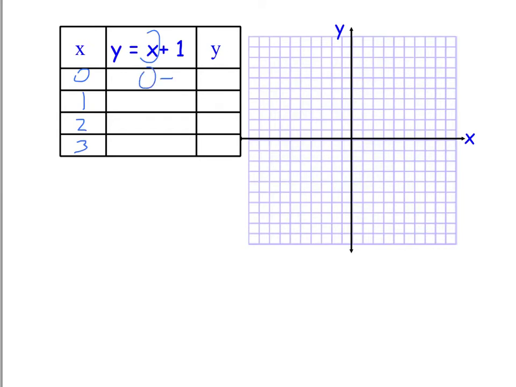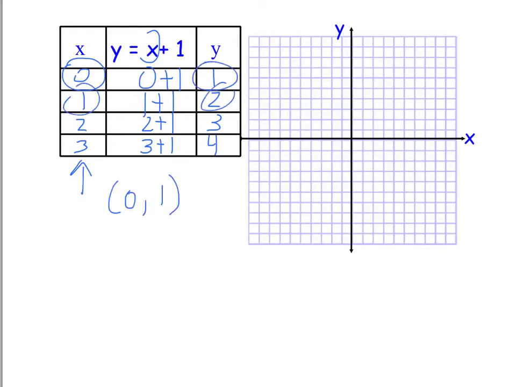So I'm going to say 0 plus 1, 1 plus 1, 2 plus 1, and 3 plus 1. See how I just replace x each time with the number that was in this column. Alright, so then I have my answers over here: 1, 2, 3, and 4. This creates an ordered pair. Here I have 0, 1. That's the ordered pair (0, 1). Then I have (1, 2), (2, 3), and (3, 4).